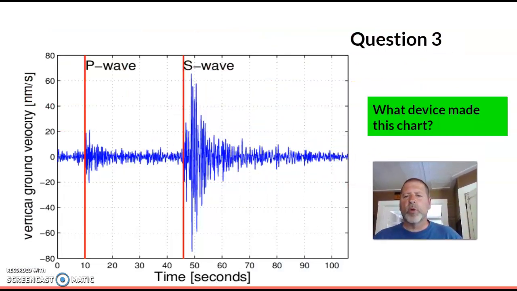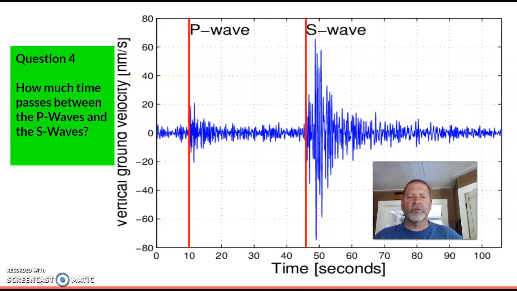Right. The next two questions have to do with this graph right here. First, question number 3: what device made this chart? You might have to go back and look at some of the slideshow. What device made this chart? That's question number 3.